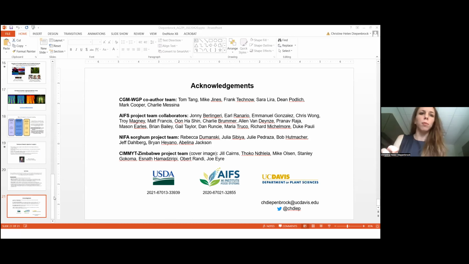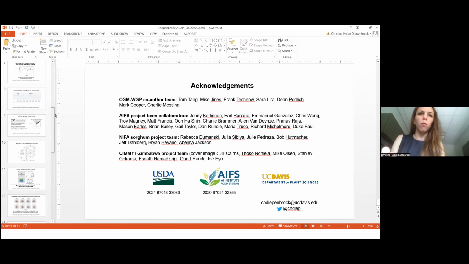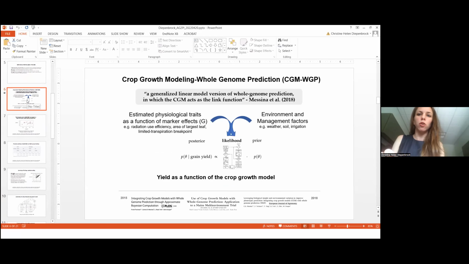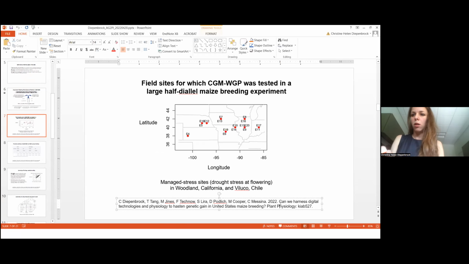The plant physiology paper, part of the goal of that paper as well was to be sure that we're laying out what are the steps involved in training and parameterizing this model. So, not on that one, but this paper here, we really tried to lay out what would be the steps in building up that model.